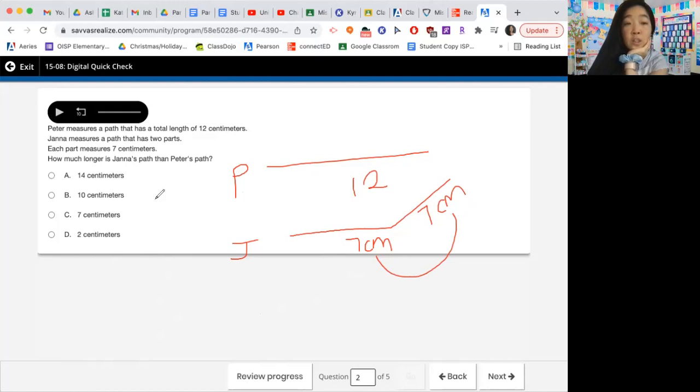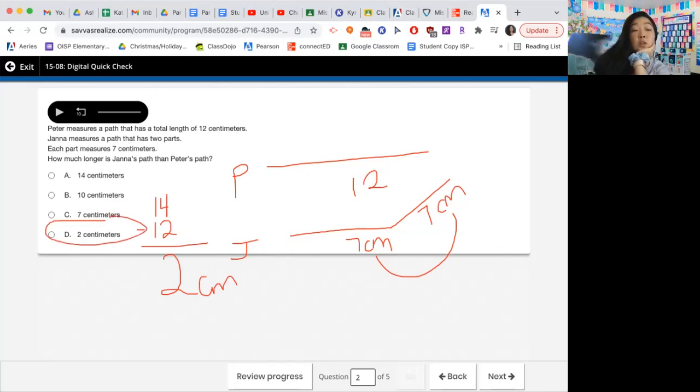Very good. 14 is correct. And Peter's was 12, so we need to subtract. So if Jaina's was 14 and Peter's was 12, how many centimeters longer is Jaina's? What's 14 minus 12? We're subtracting. 2. Very good. So Jaina's path was 2 centimeters longer than Peter's.